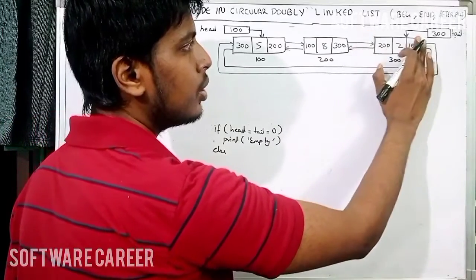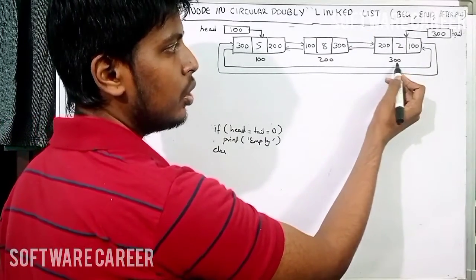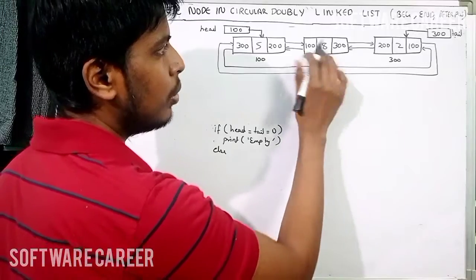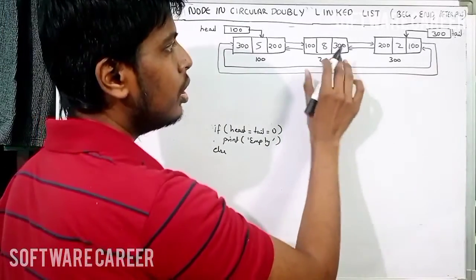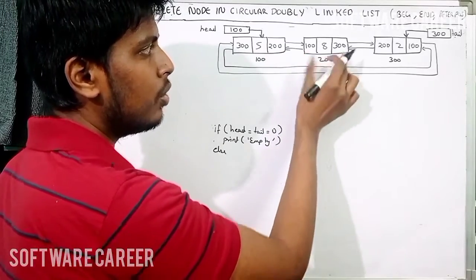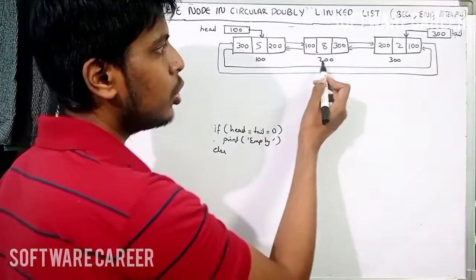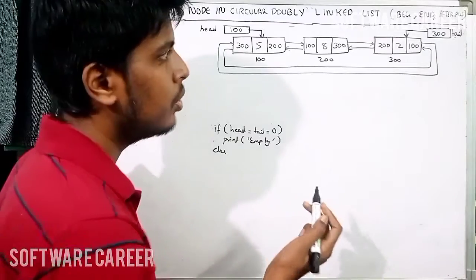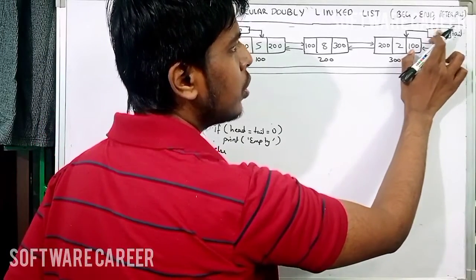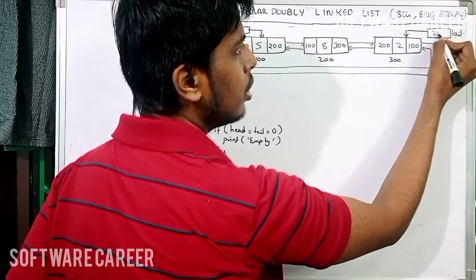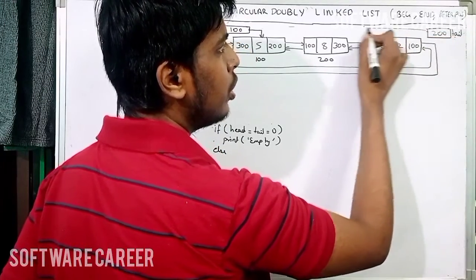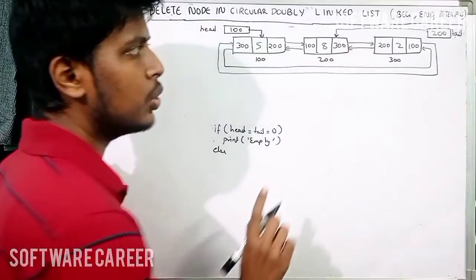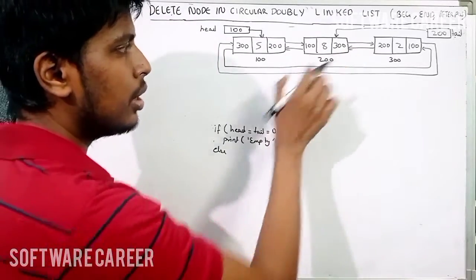See here how to do it. If you delete the node 300, then 200 will be the last node. So tail should point to the last node, and 200 will be considered the last node. So I should store 200 in this tail pointer. Now if I store 200 here, then this pointer will get cancelled and tail is pointing to the node which has address 200. Now this is considered the last node.